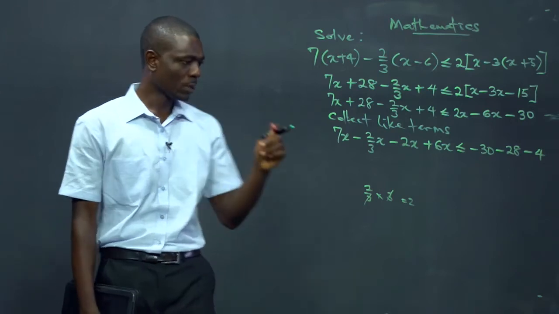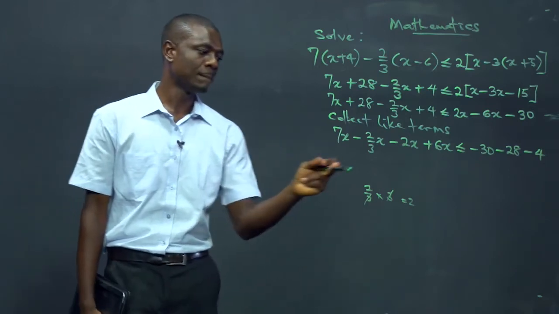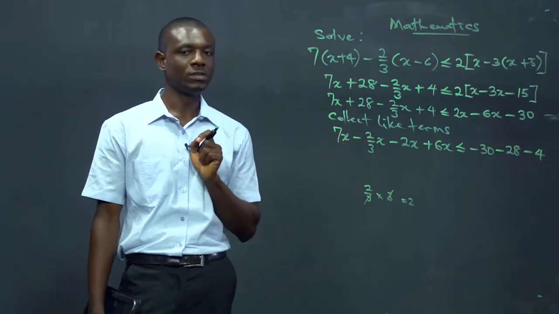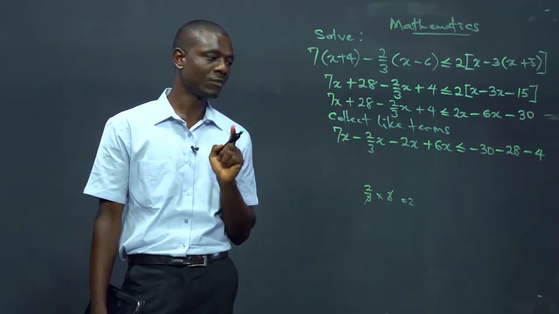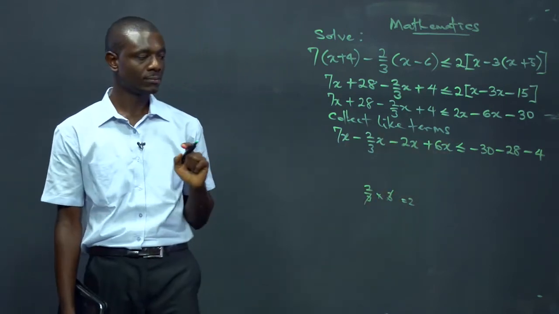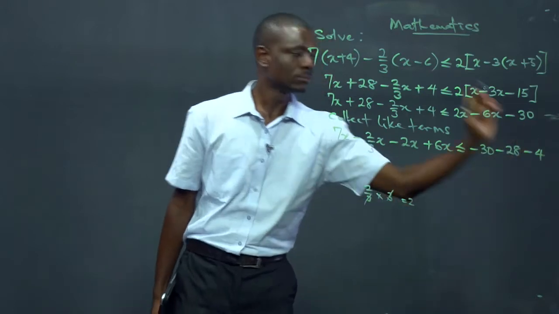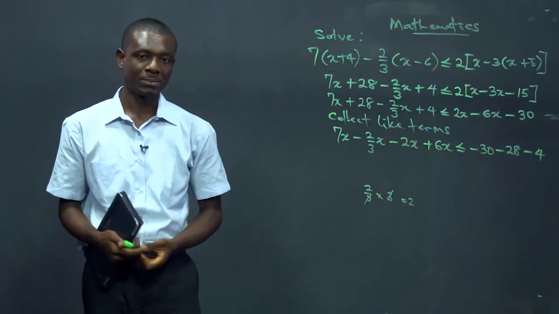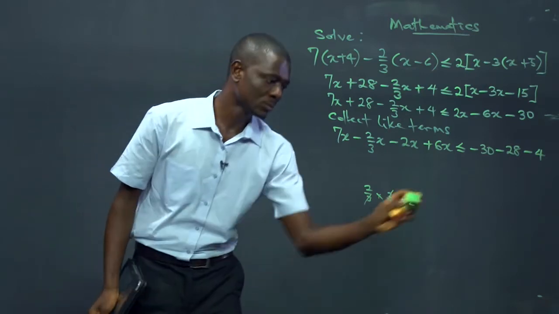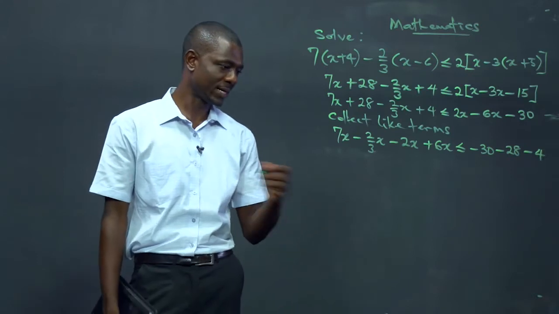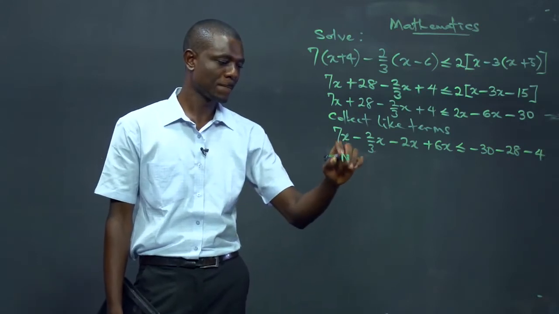Okay? So we have at the back of our mind that if I multiply this by 3, I'll be able to get rid of this 3. I would multiply this side of the inequality with 3. I would also do the same to this side, and you would see how the fraction disappears naturally. So I would say multiply both sides by 3.